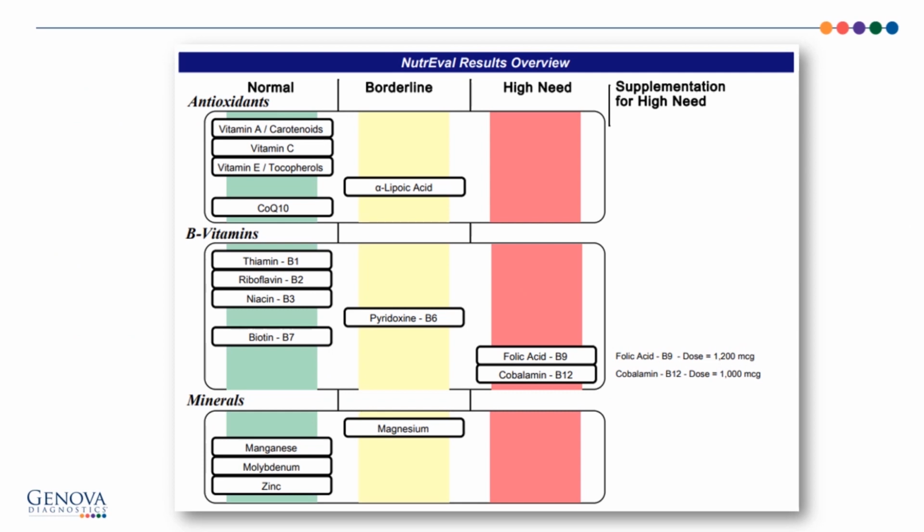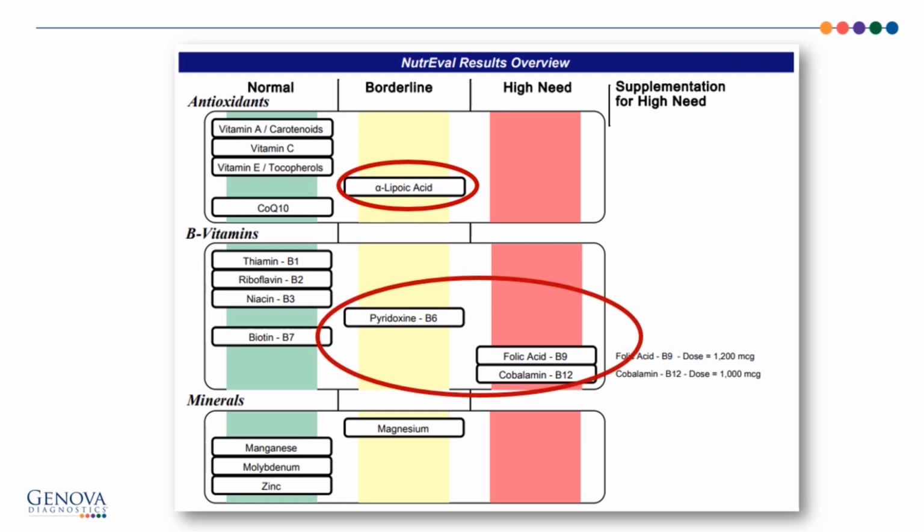The NutrEval results overview is our first opportunity to use pattern analysis. So when I look at the antioxidants, B vitamins, and minerals, I want to know, what are the headlines here? Antioxidants? Well, there is a moderate need for alpha-lipoic acid. B vitamins, I think that's a strong headline. The B6, certainly the folic acid and the B12, which also make me think about methylation, key players in methylation detoxification, as is magnesium.